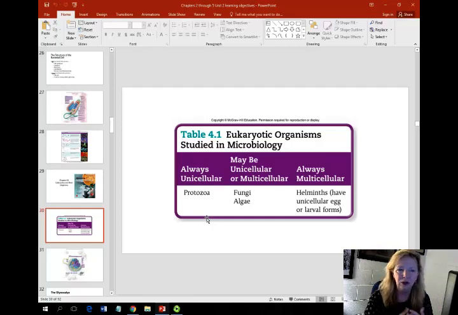Now we're going to the eukaryotic organisms. The ones we study in microbiology that are microscopic are protozoa, fungi, and also helminths, which actually belong to the animal kingdom. Helminths you can think of as worms. As for the four kingdoms of life that fall under eukaryotes, that would be protists or protozoa, fungi, plants, and animals. You would definitely want to know these four eukaryotic kingdoms.